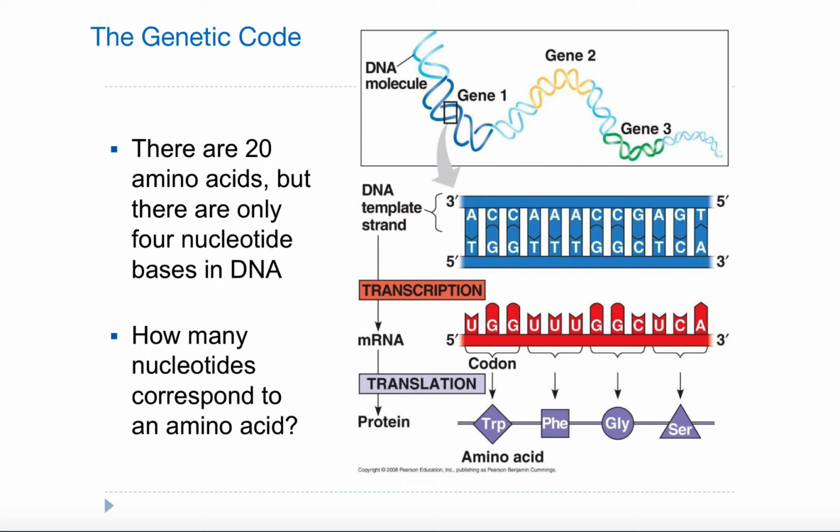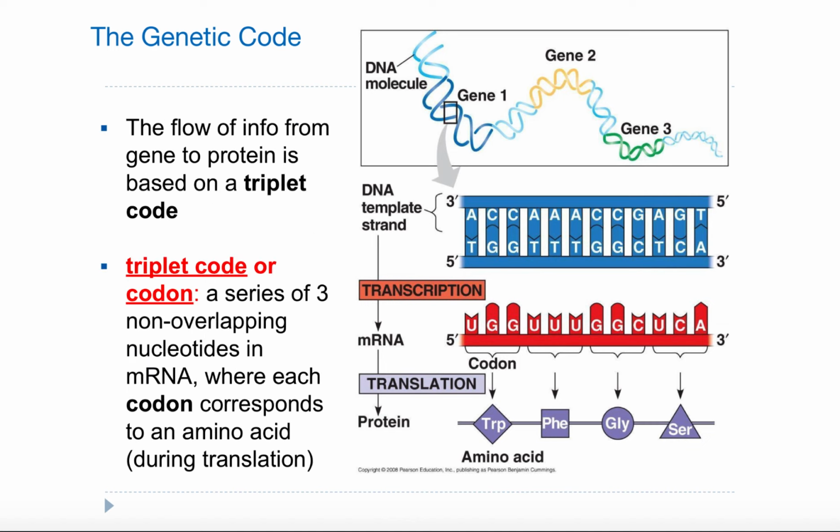In this case, there are 20 amino acids, but there are only 4 nucleotide bases in DNA. This is a recap of the last lesson, but just a reminder: the number of nucleotides that correspond to an amino acid is 3. It's the triplet code, or the codon. So every 3 bases of the mRNA sequence is ultimately going to lead to a specific amino acid outcome.